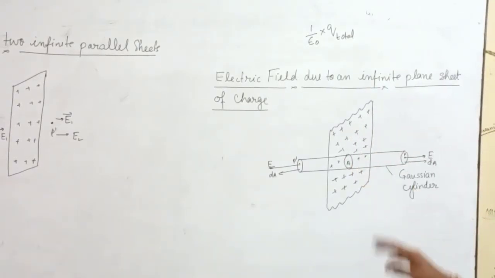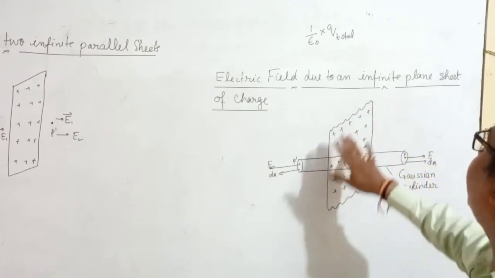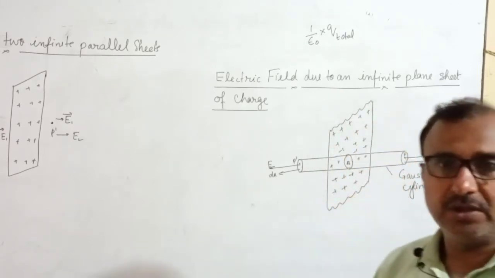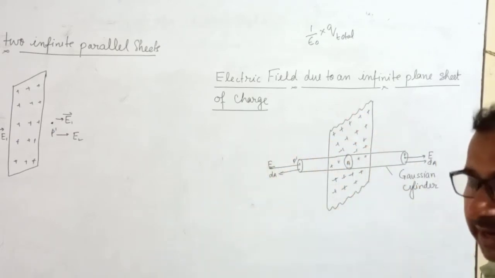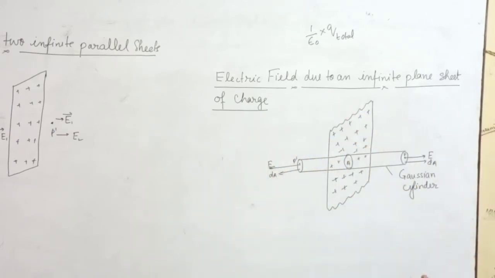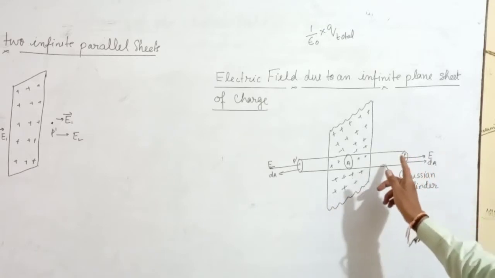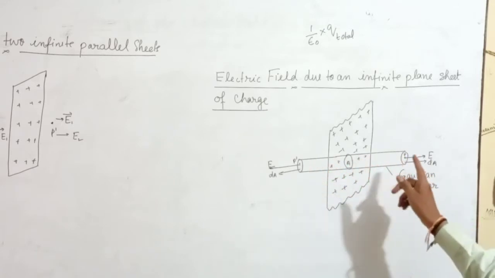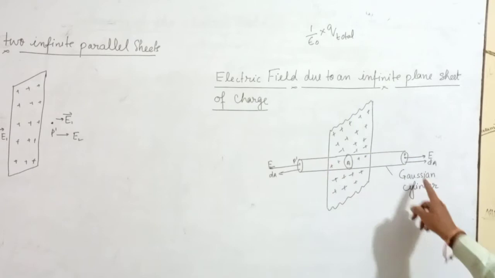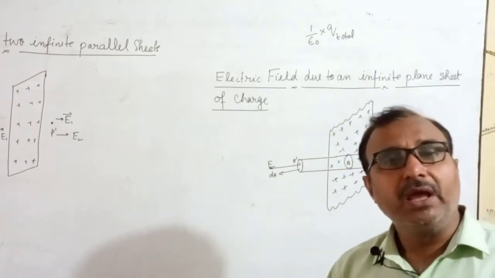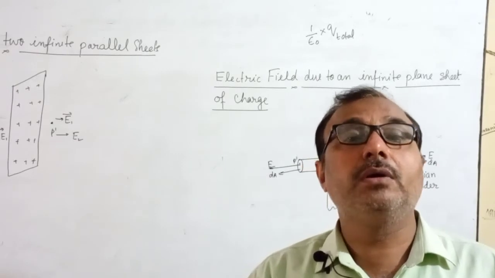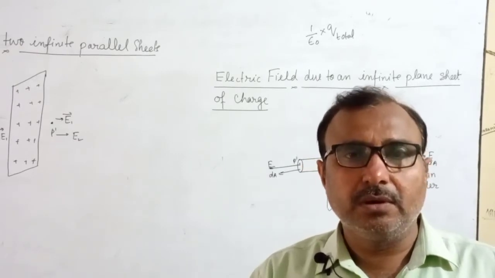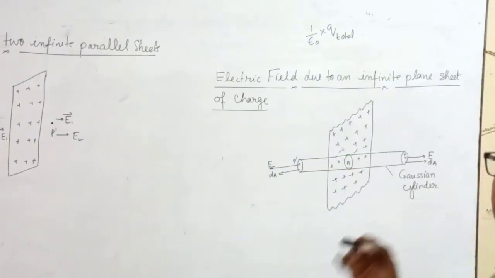So here we have taken an infinite plane sheet of charge. Due to that, we have to find out the electric field intensity. So what did we do? We took a cylindrical Gaussian surface. What is a Gaussian surface? Any imaginary surface you take to find out flux, right? This is an imaginary surface.